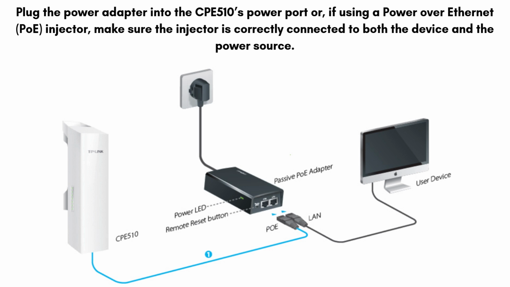Plug the power adapter into the CPE510's power port or, if using a Power over Ethernet (PoE) injector, make sure the injector is correctly connected to both. Once powered on, check the status LED lights to confirm the device is operational. The device needs to be fully booted before you can perform a reset.